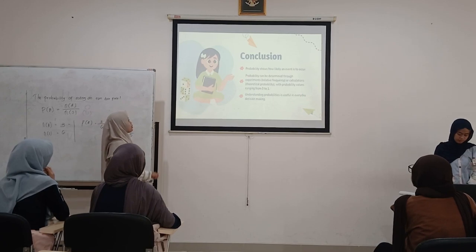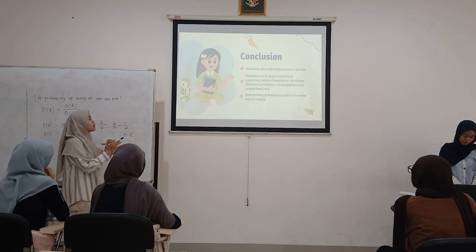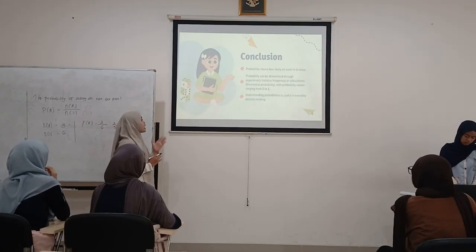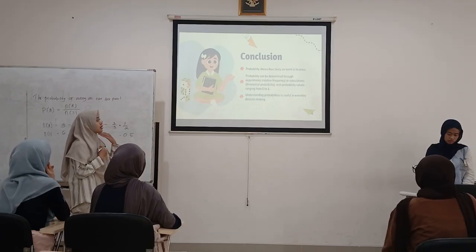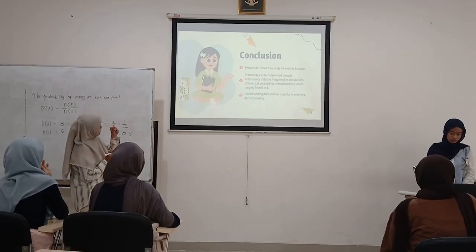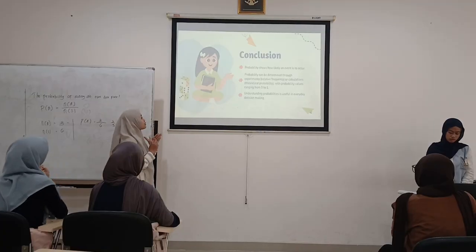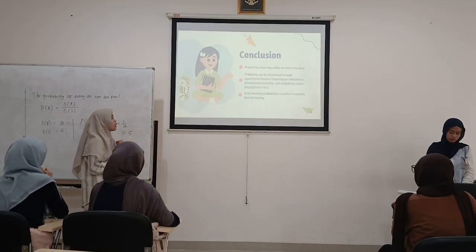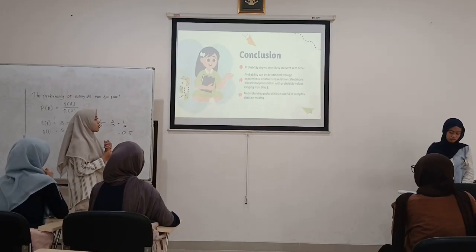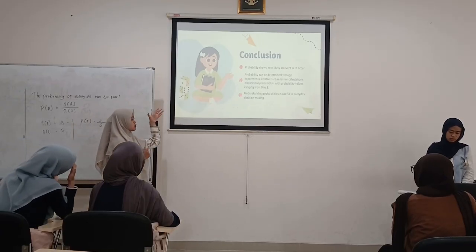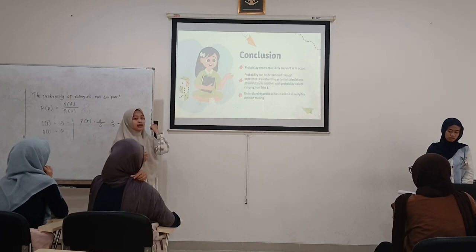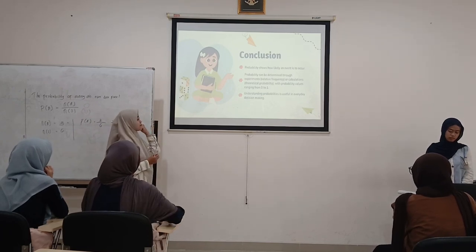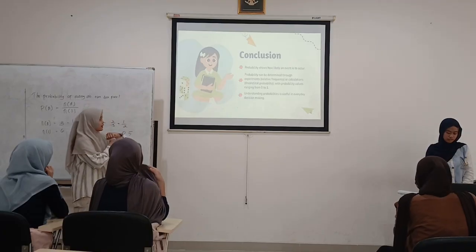Okay, conclusion. First, probability shows how likely an event is to occur. Second, probability can be determined through experiment, relative frequency, or calculation, theoretical probability, with probability values ranging from 0 to 1. The last one, we can say together. Understanding probabilities is useful in everyday decision making. Okay, cool. Next.